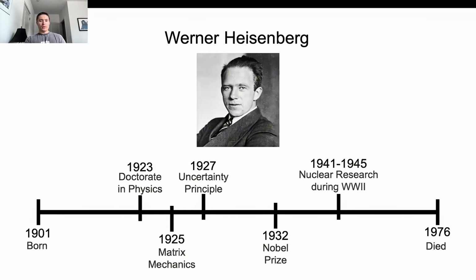So the uncertainty principle was devised by this man here, Werner Heisenberg. Werner Heisenberg was a German physicist and is considered one of the key players in the development of the field of quantum mechanics. He first came up with the idea of the uncertainty principle in 1927, and he would later go on to win a Nobel Prize in 1932 for his contributions to the field.